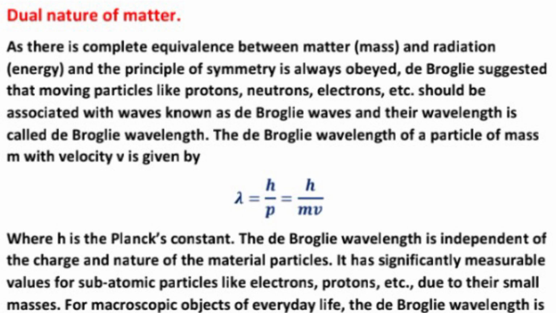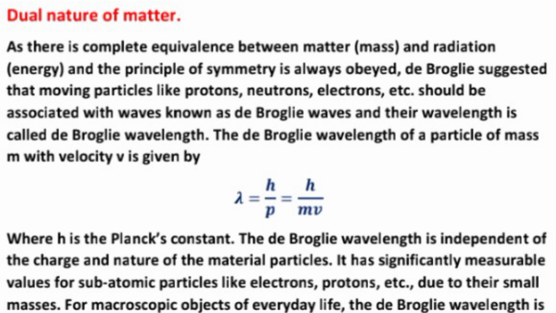The de Broglie wavelength is independent of the charge and the nature of the material particles. It has significantly measurable values for subatomic particles like electrons and protons, due to their small masses. For microscopic objects of everyday life, the de Broglie wavelength is extremely small, quite beyond measurement.